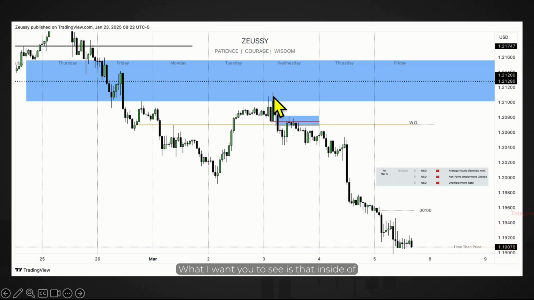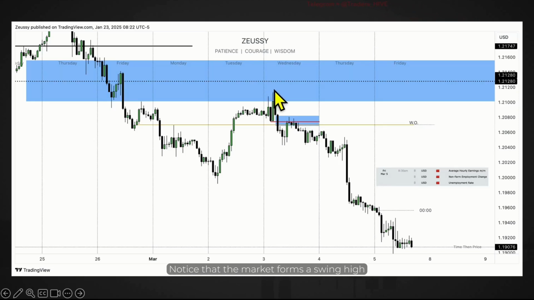What I want you to see is that inside of this week, on Friday, we have the NFP release. We are now on Wednesday. When is the final time that we can look to enter our positions? By the end of Wednesday's morning session. And therefore, this is still within our time of interest for this week.